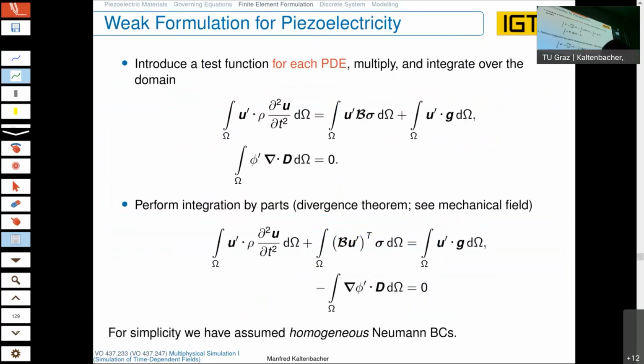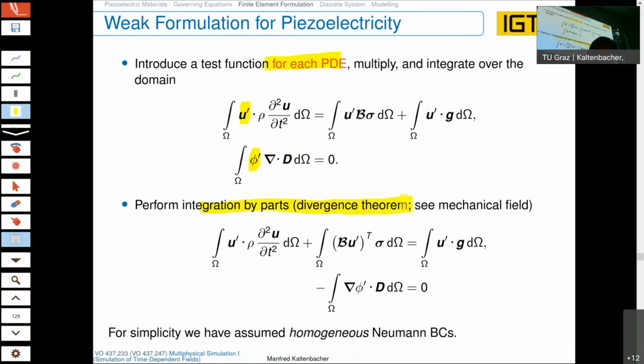Okay, so as written here, for each PDE we introduce a test function. So we have here the test function u prime, a vectorial test function for the mechanical PDE, and a scalar test function for the electric PDE. And as you can see, what we have here is our inertia term, here the term according to the stresses, and here a term according to any given volume forces. And this is just our equation, as we have Gauss's law for an isolator where we have no free electric charges.